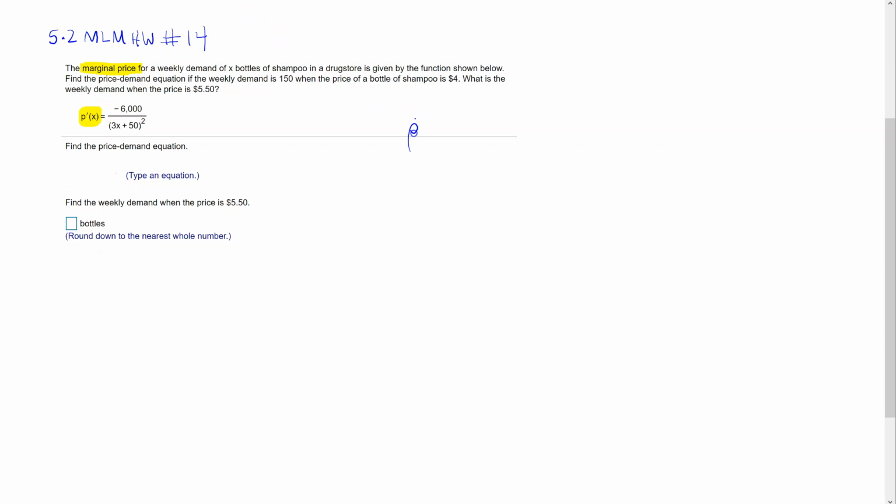We know that if we have marginal price, that's the derivative of the price, and we integrate that, it's going to give us the price back. Well, a generic form of it. There'll be a constant on there. So let's go ahead and do that. I'm just going to take that rule and make that my integrand. So that's negative 6,000 over my binomial squared.